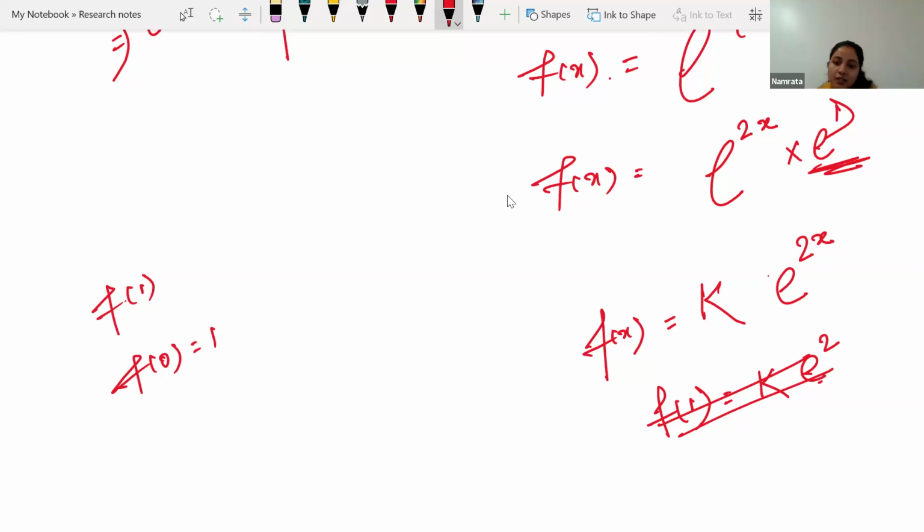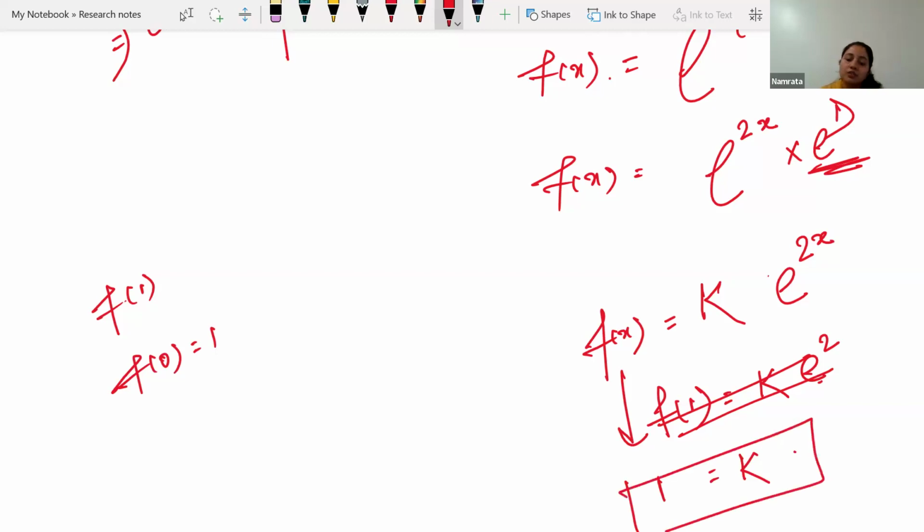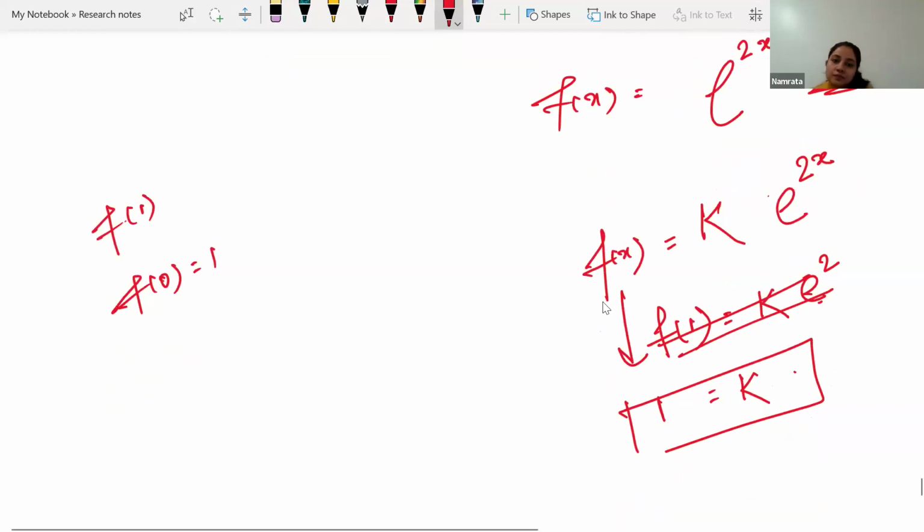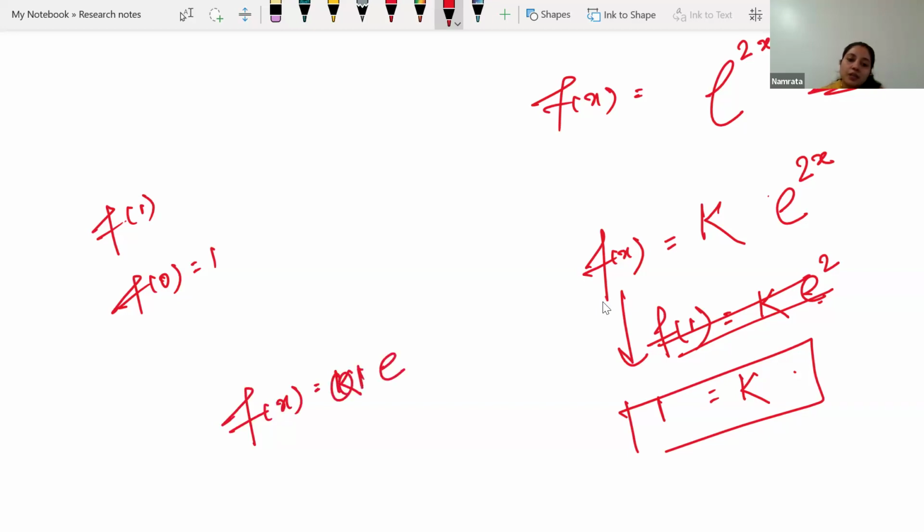If we take x as 0, then f of 0 will be 1. So this became 1, this is k and e to the power 0. Okay, k we got 1. Can you see it? Yes. So we will be having f of x is equal to k e to the power 2x, k is 1, that means only e to the power 2x we are having. Now we have to find f of 1 over here. So x we will be taking 1 over here. f of 1 will be e to the power 2 only.